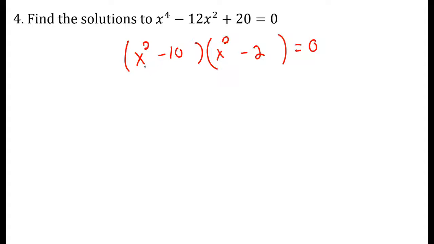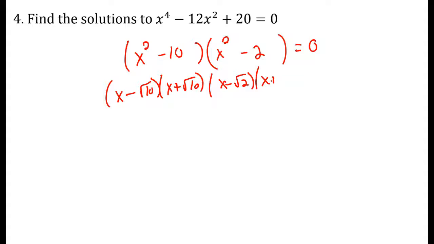Well, these don't look like the difference of perfect squares, but I know I can factor that as x minus radical 10 times x plus radical 10, because radical 10 times radical 10 is 10. And then this factors as x minus radical 2 times x plus radical 2 equals 0.